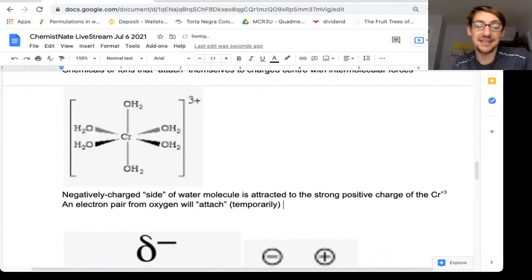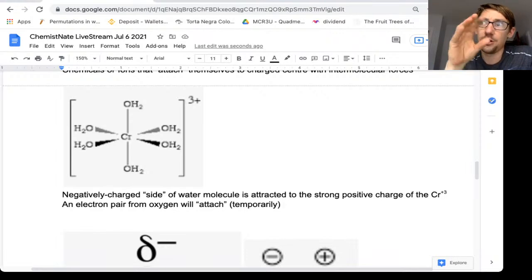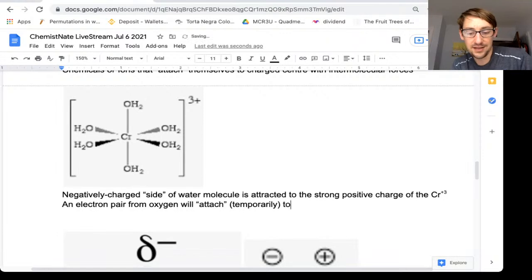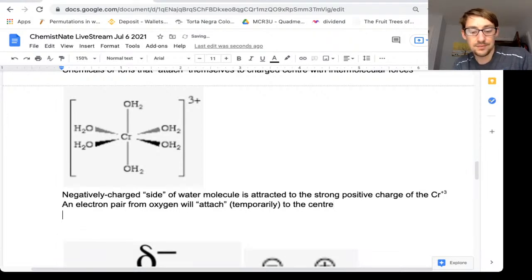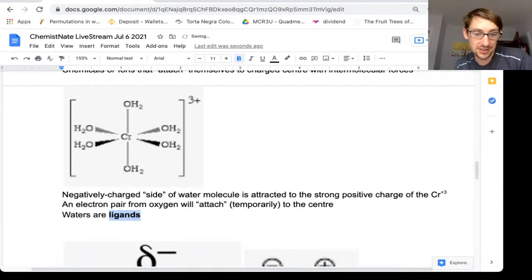And it's happening because the O has a slight negative charge and the Cr has a strong positive charge. Opposites attract to the center. And it is those waters, by the way, that make them ligands. The ligands are the things surrounding the strongly charged thing in the center.